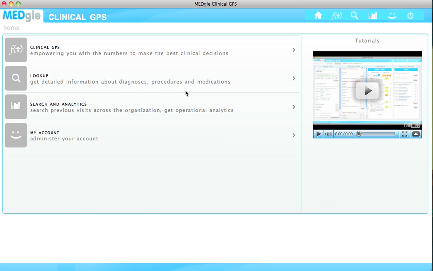So what we can see here are that there are four major sections. The first being the link to our clinical GPS application, which helps people understand what potential diagnoses may be relevant, next steps, and what else they can do. Second is a quick lookup function, allowing them to get details about the diagnoses, procedures, or medications. Third is our search and analytics section, which allows you to slice and dice all the interviews that have been conducted, and this is especially useful in the enterprise setting. And lastly is my account, which allows the person to go ahead and manage their account. So let's go ahead and jump in the clinical GPS.